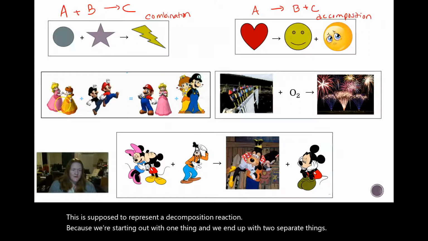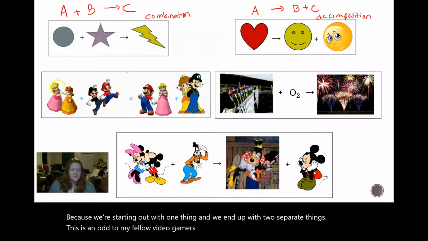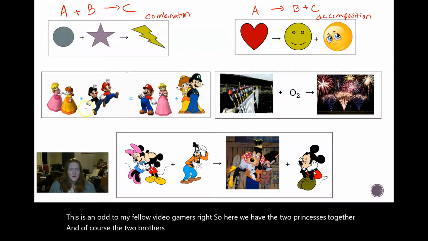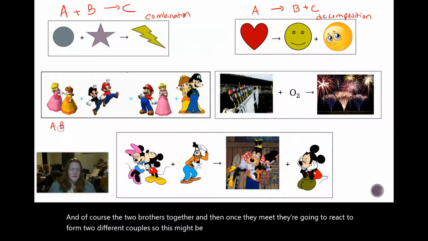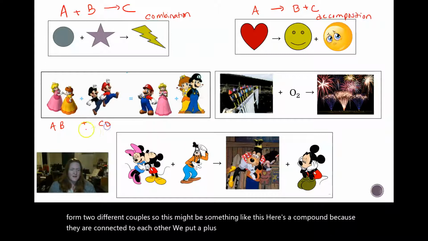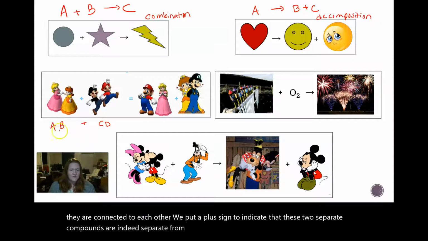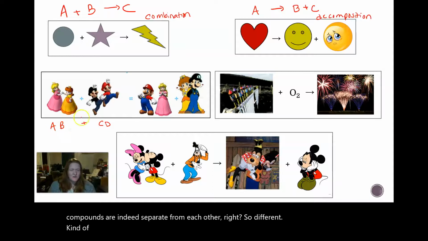This is a nod to my fellow video gamers, right? So here we have the 2 princesses together and, of course, the 2 brothers together. And then, once they meet, they're going to react to form 2 different couples. So this might be something like this. Here's a compound because they're connected to each other. We put a plus sign to indicate that these two separate compounds are indeed separate from each other, right? So different kind of punctuation matters here. A plus B is not the same thing as AB, is what I'm saying.